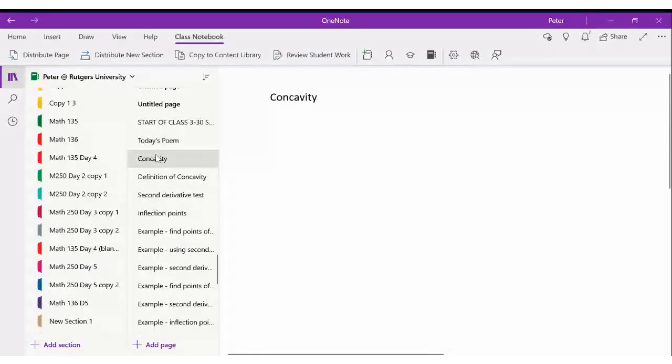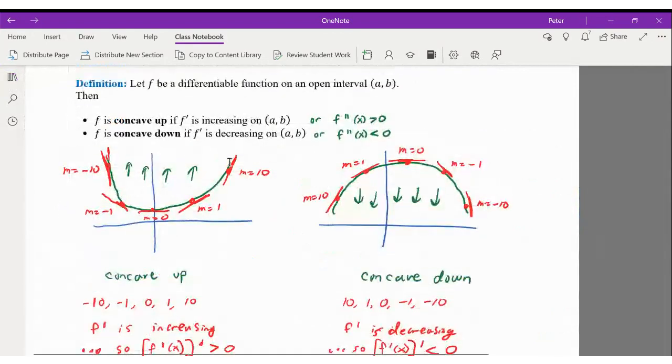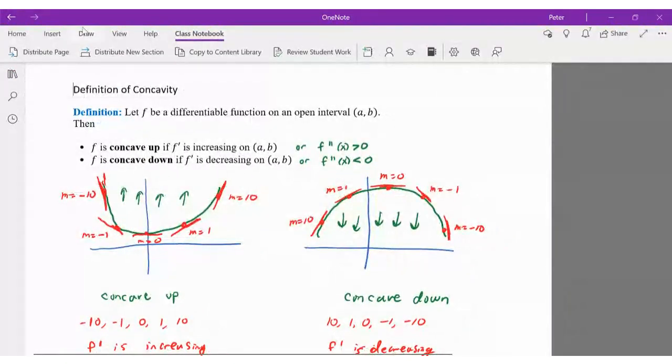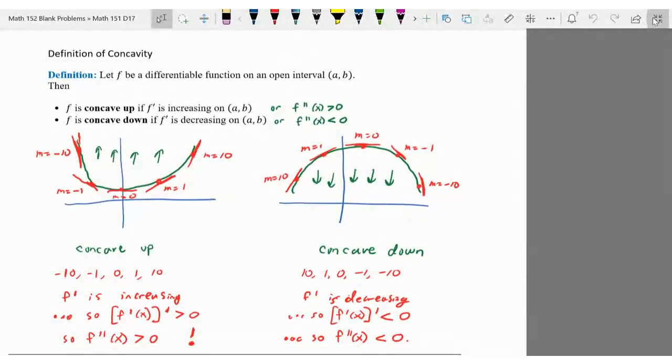Okay, so let's get back to the subject of concavity. I realized this is sort of the more elaborate slide than the one that I had actually put up the other day. I thought this might be a little bit easier to see. The definition of concavity is essentially we say that the function is concave up if its first derivative is increasing on the interval AB, and it's concave down if its first derivative is decreasing on the interval AB.